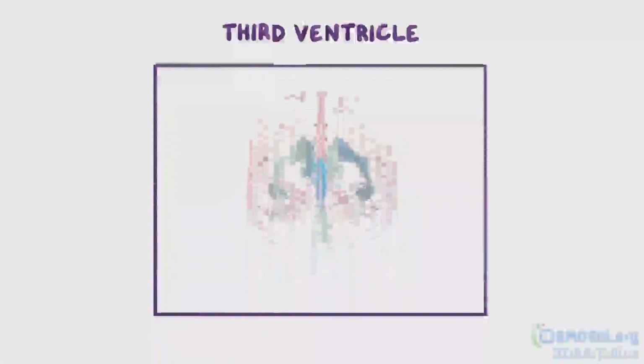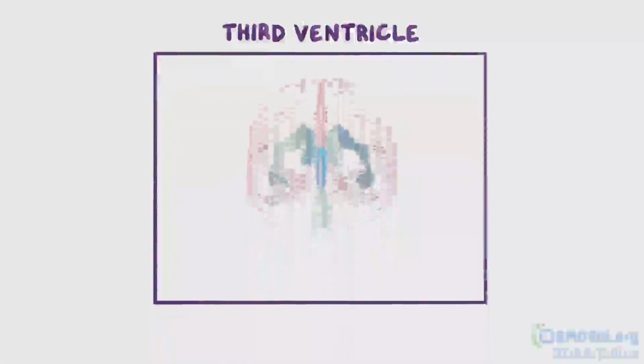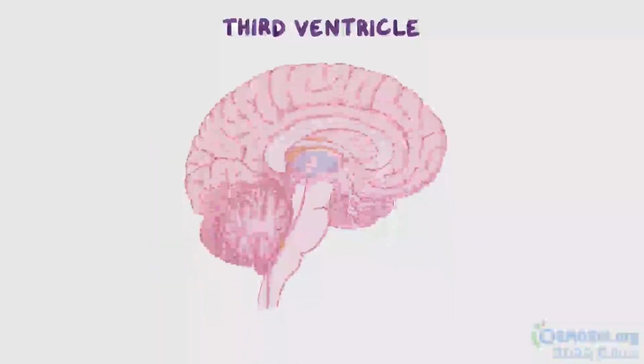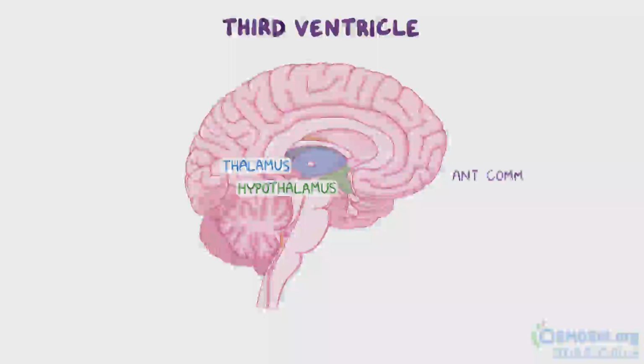Great! Now let's look at the third ventricle, which is a very narrow cavity in the middle of the diencephalon. On a mid-sagittal section, the superior part of the lateral wall is formed by the thalamus, while the inferior part is formed by the hypothalamus. The third ventricle is bordered rostrally by the anterior commissure and the lamina terminalis.